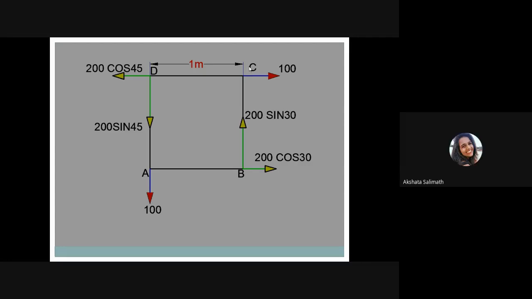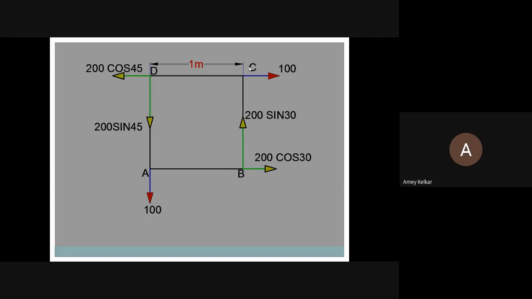100, yeah, the 100 force will not cause a rotation at A, correct? And at C, also 100. Does that C force pass through A if we extend it? No, it doesn't pass, so it will cause rotation. If we extend a force and its line of action passes through A, that will not cause moment.